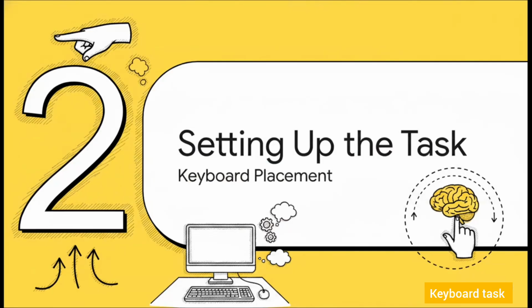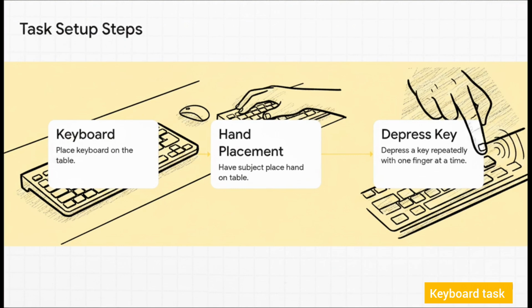Moving on to Section 2, setting up the task. The actual setup here is remarkably simple. If you're a practitioner guiding a patient, here are the exact sequential actions you need to take. Step 1. Place the keyboard on the table. Nothing fancy, just a stable surface. Step 2. Have the subject place their hand on the table. And Step 3. Ask the subject to depress a key repeatedly with one finger at a time.